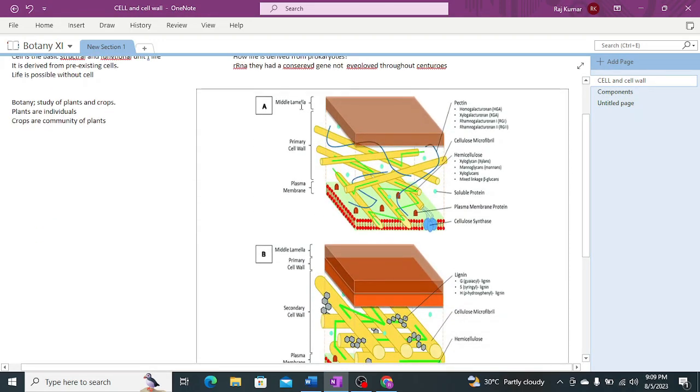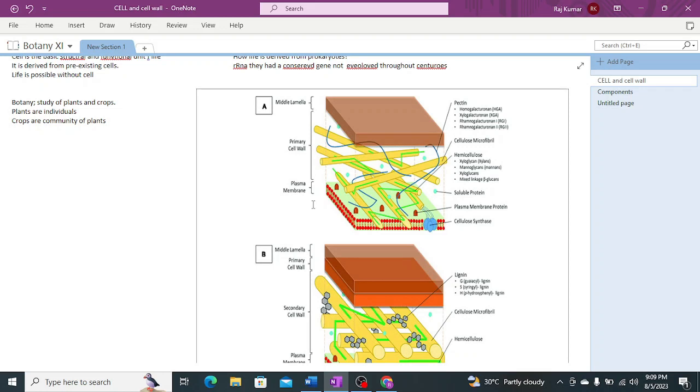In this diagram, we can see that the first layer present here is known as middle lamella. What is middle lamella? Middle lamella is the cementing layer between two adjacent daughter cells, which is made up of calcium salts, magnesium salts, as well as pectin. And pectin is what? Pectin is a polymer of galacturonic acid molecules.